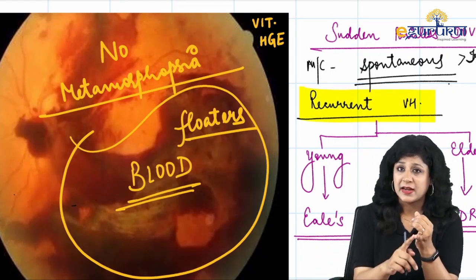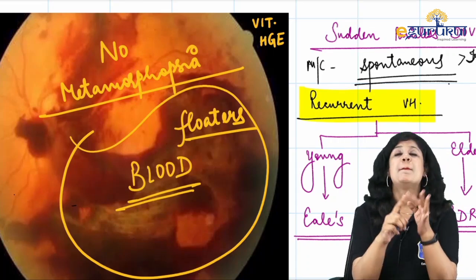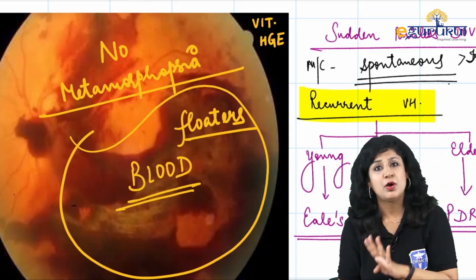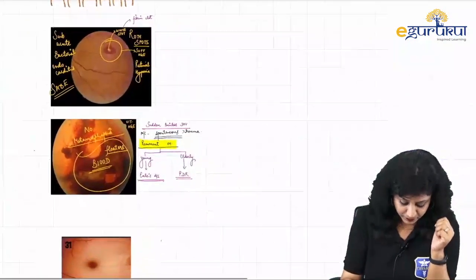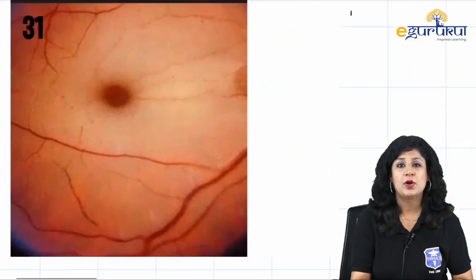You will get sudden painless diminution of vision, you will get floaters, you will get the absence of red glow, but you will not get the metamorphopsia. All right. Now coming to another important thing, can you see what it is?